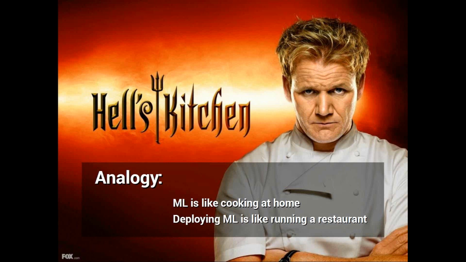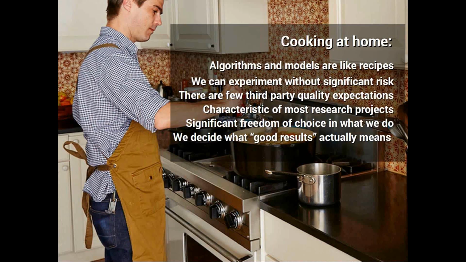It's also about the ambiance, the service, the consistency, the ability to get the job done, all the operational sides that are involved in running a restaurant that you don't deal with at home. So when you're cooking at home, the algorithms and models are like recipes. You can experiment and play around without significant risk. There's nobody looking over your shoulder going, that looks bad. If they are, you can ban them from the kitchen and just keep going.